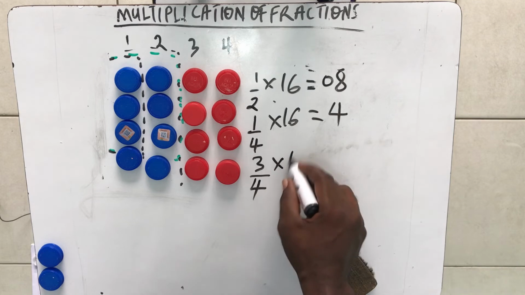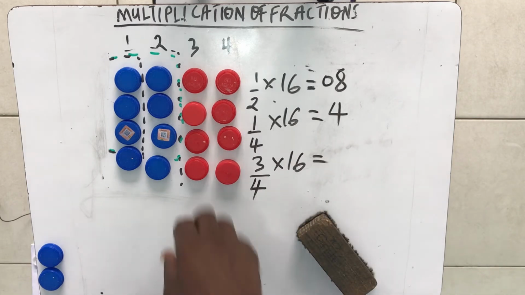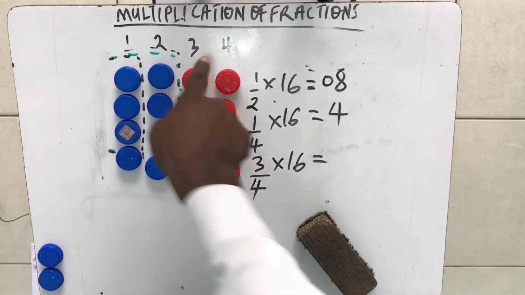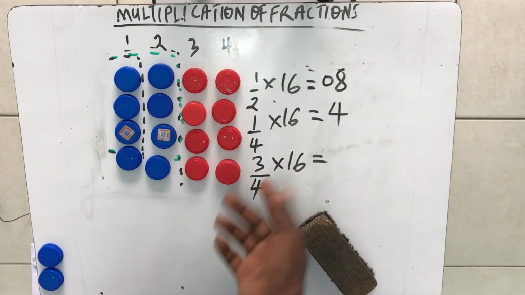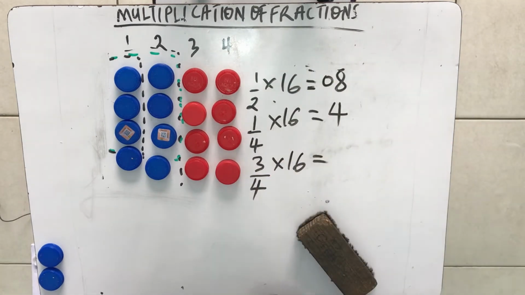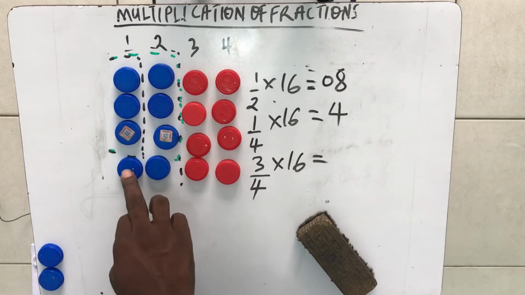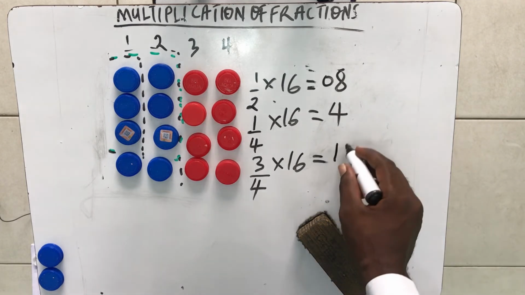What if we have to do 3/4 out of 16? 3/4 out of 16 is going to be 1, 2, 3. So 3 groups out of 4 groups of 16. That's going to be 1, 2, 3, 4, 5, 6, 7, 8, 9, 10, 11, 12. And that's going to be 12.